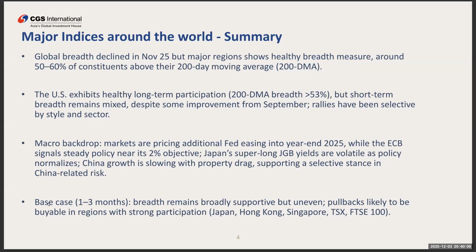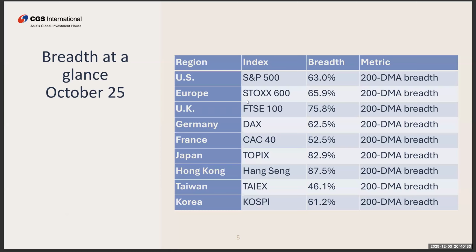So I think base case, we see breadth remain broadly supportive. Some upside, and then pullbacks are likely to be viable in the region. I think from now towards the end of 2025 and maybe the start of 2026, we can see a lot of range-bound choppiness going on, especially in the North Asia and Southeast Asia markets. So this is October.